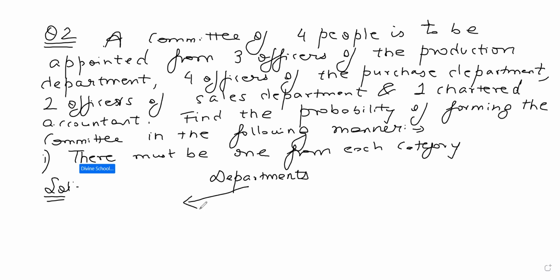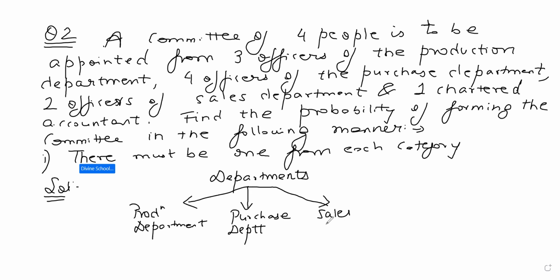If I just draw a flow chart, we have the production department. We have the purchase department. Let me write DEPTT as short form, purchase department. Then we have sales department. And then we have chartered accountant, CA. How many people are there in the production department? There are 3 officers in production department, 4 officers in purchase department, 2 officers in sales department, and 1 officer in chartered accountant. And we need to form a committee of 4 people.